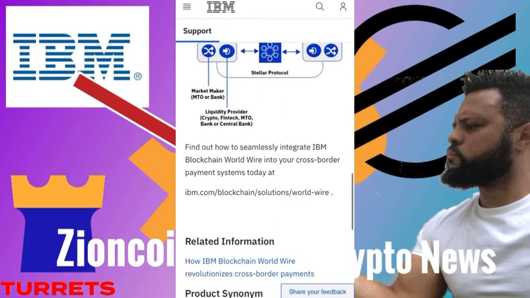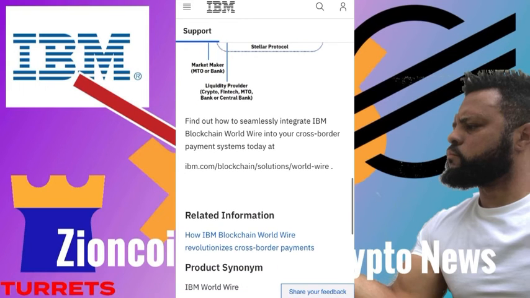So find out how to seamlessly integrate IBM Blockchain World Wire into your cross-border system today. That will be our next video, and we'll be looking at other solutions in terms of what we can use for an on and off ramp for Zig-free.